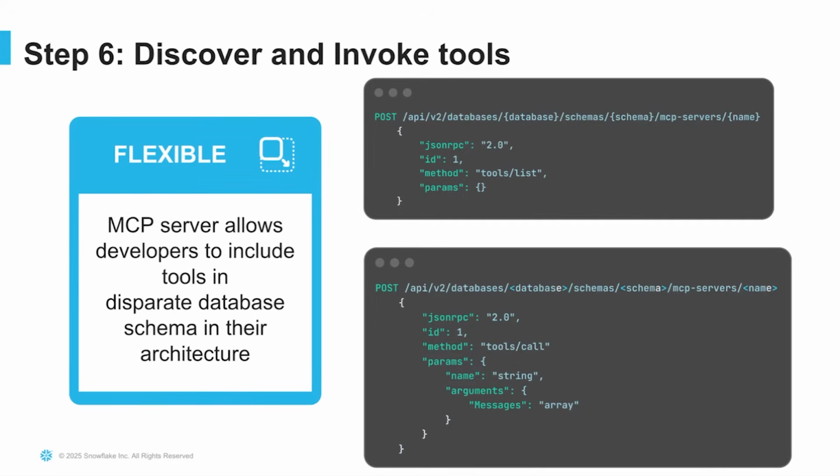You've initialized the server, you've provided the authentication details, and you can now discover and invoke tools. So you discover through the tool/list, and you invoke through the tool/call methods, right? Yeah, in the tool/call, you actually provide it with the parameters, and in this case, this is just a sample where you can provide the name of the tool and the arguments to the tool as messages.